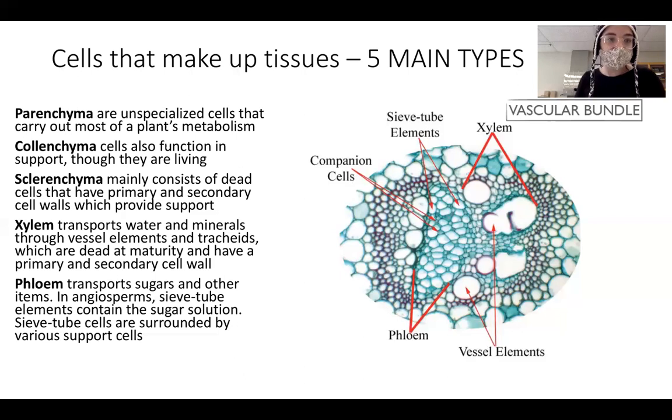If you want to know more about these, I would definitely also take a look at chapter 37, plant form and function. They have a paragraph on each one of these cell types. Again, you will only be asked to distinguish the xylem and the phloem. However, it is fun to know what the other cells are too.